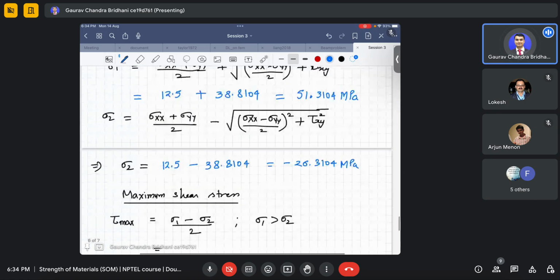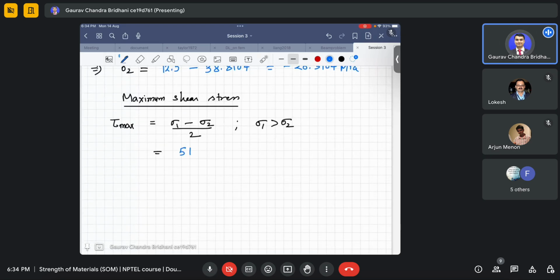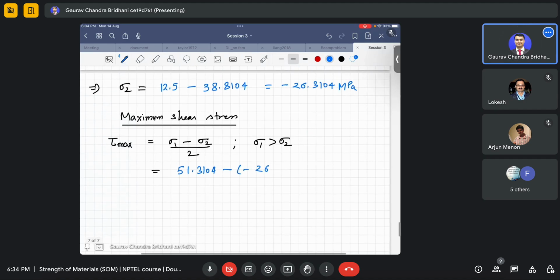So the value of tau max will be: what is sigma 1? 51.3104. So 51.3104 minus of minus 26.3104, divided by 2. The minus will get cancelled with the other minus. It will be 51.3104 plus 26.3104, divided by 2. So it will come out as 38.8104 MPa.